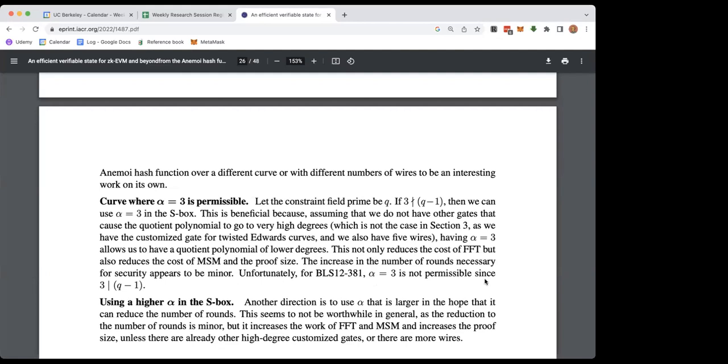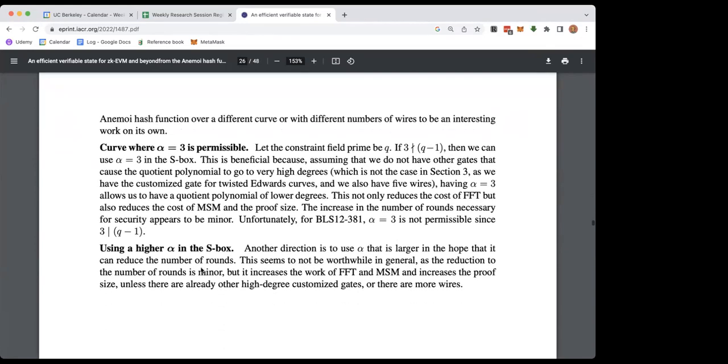I think there are several reasons we didn't consider that. First of all, for the curve that we are thinking about, BLS 3A1, this doesn't fit, so 3 is not a suitable alpha there. Another reason is that in our proof system, we already have other high degree gates, so degree 5 is actually doable. Also, if you use 4 wires, you get degree 5 almost for free.